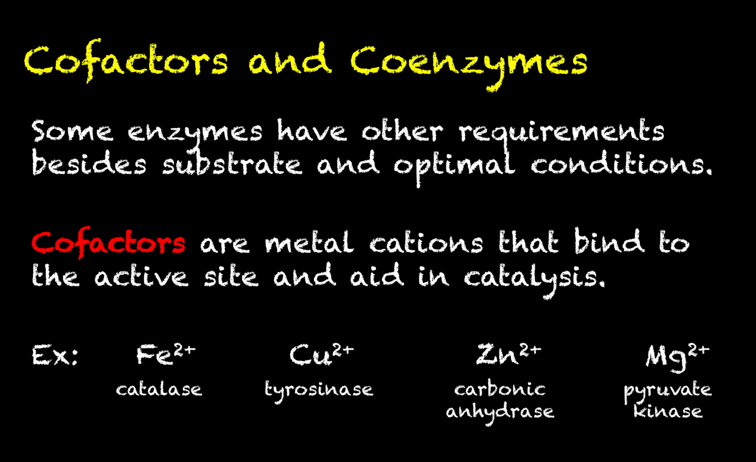Some examples of these are iron cations. For example, an enzyme called catalase requires iron in its active site. An enzyme called tyrosinase requires a copper ion in its active site. The carbonic anhydrase enzyme we mentioned before requires zinc as a cofactor. And then pyruvate kinase, an important enzyme in cellular respiration, requires a magnesium ion.